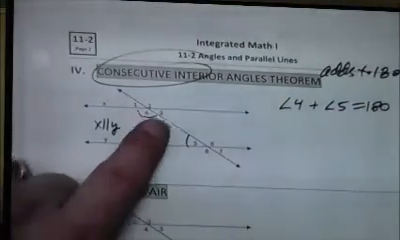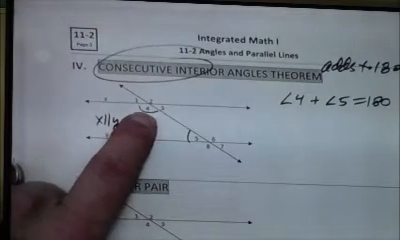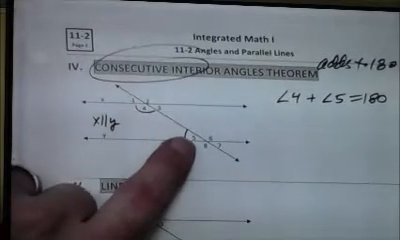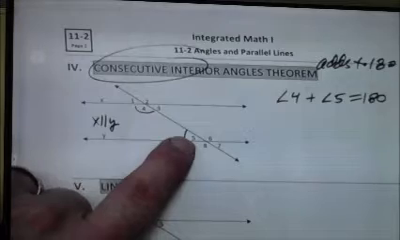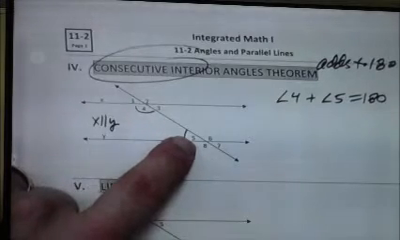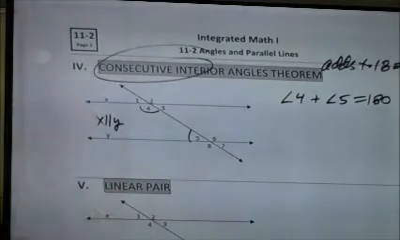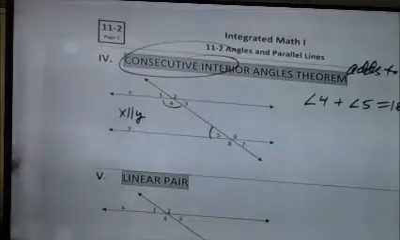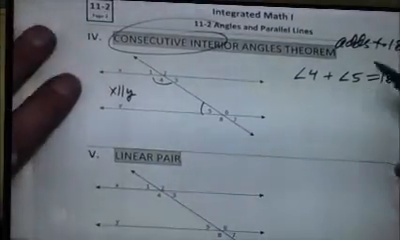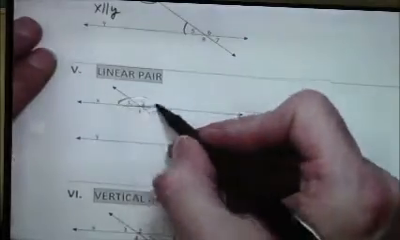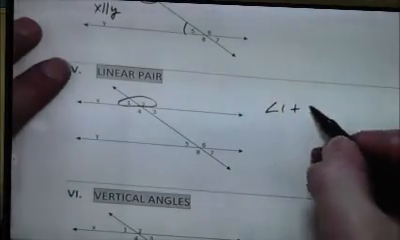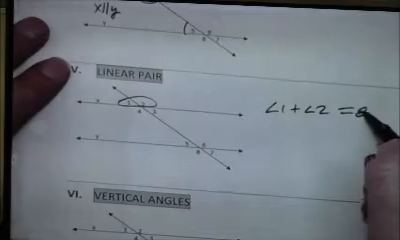So if I was told that angle 4 was 140 degrees, I would know that 5 has to be 40 degrees because they have to add up to 180. And that's the basic way that we're going to be using this. So those add up to 180. Linear pairs, such as say 1 and 2, angle 1 plus angle 2, that adds up to 180.